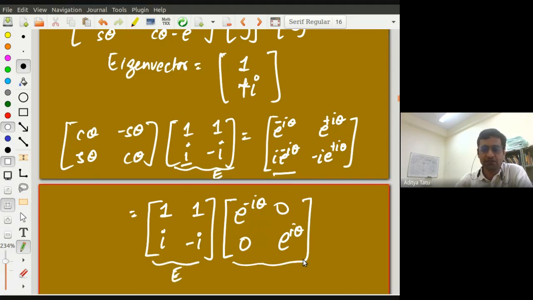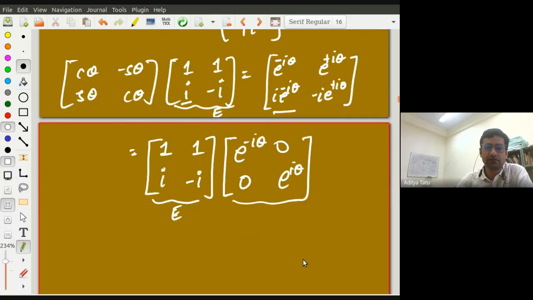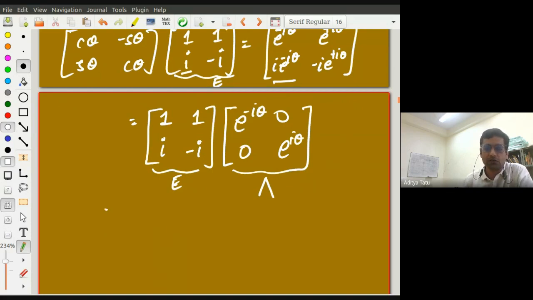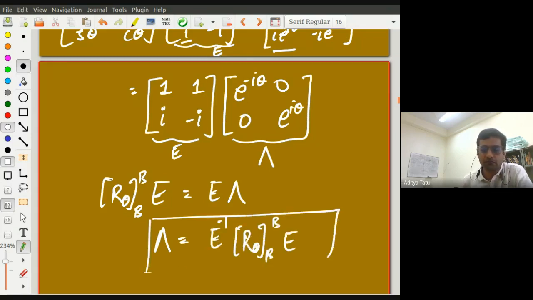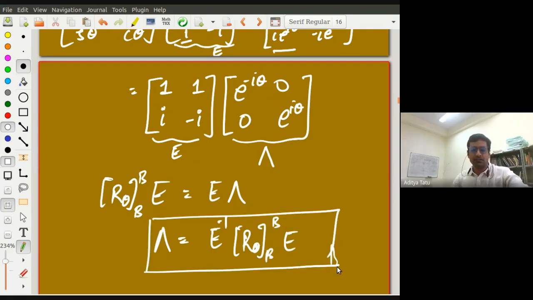What is this matrix? What does it look like? It's a diagonal matrix, right? Containing its eigenvalues on the diagonal. So let's call it capital lambda. What we have is this: R theta into E is equal to E into lambda, or in other words, lambda is E inverse R theta E. So what is the conclusion?